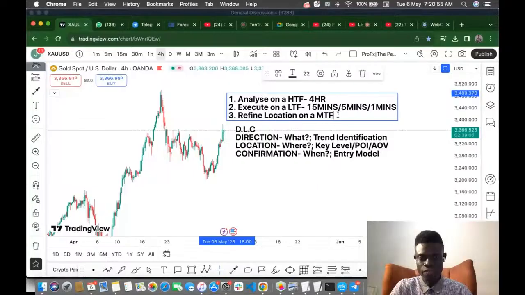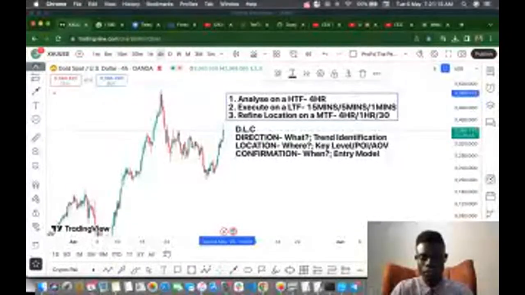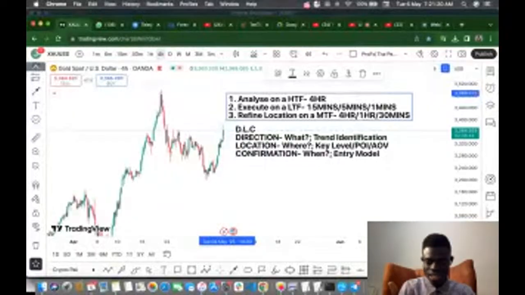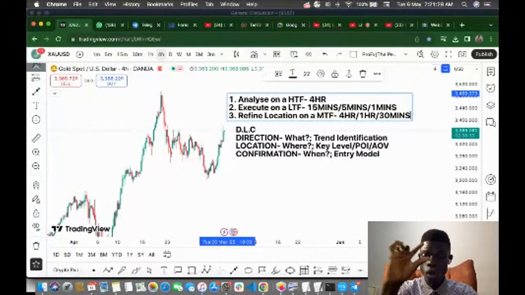Now, for location on refinements, you want to know your order block, your fair value gap, your demand and supply. Your time frame for location is 1 hour. That's the location time frame. So you can choose to use the same 4 hours, or 1 hour for refinements. Don't go below 30 minutes for valid location, because if you go to 15 minutes and 5 minutes, you might be induced or swept out. So a valid location would be 1 hour or that same 4 hours.